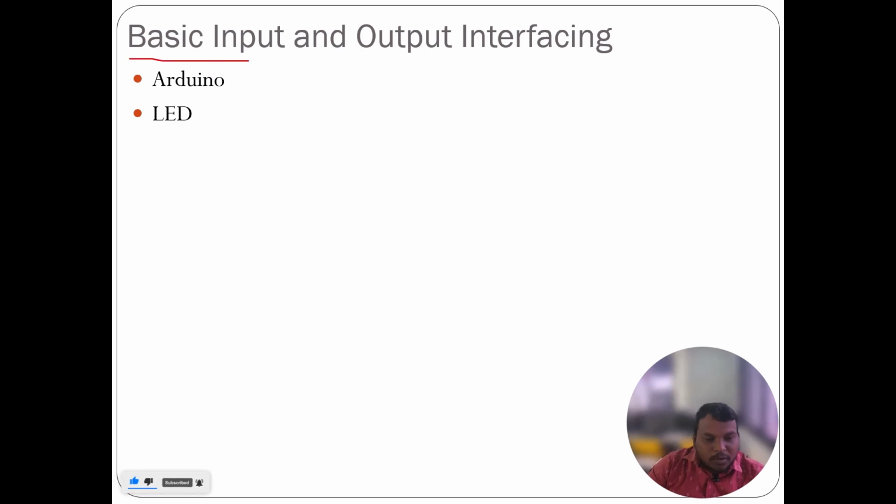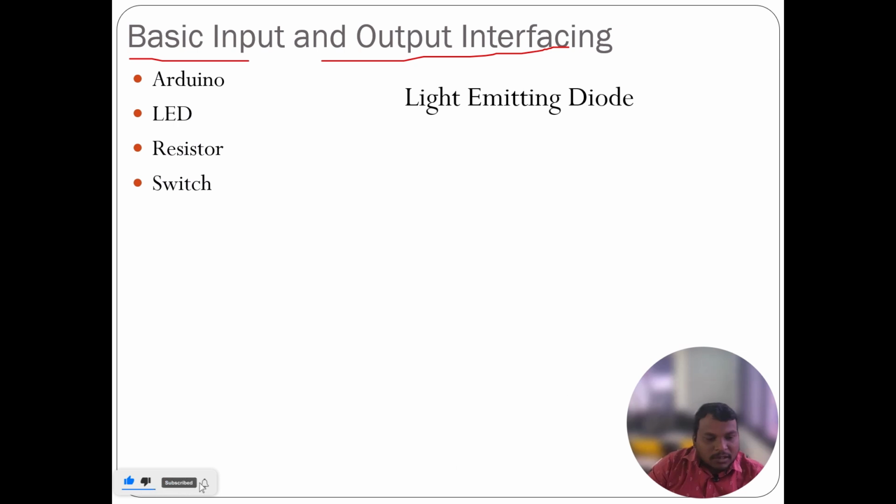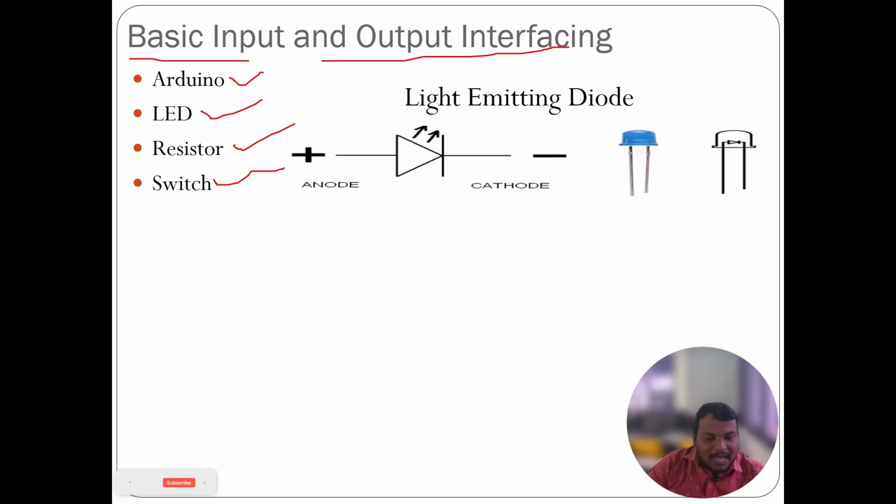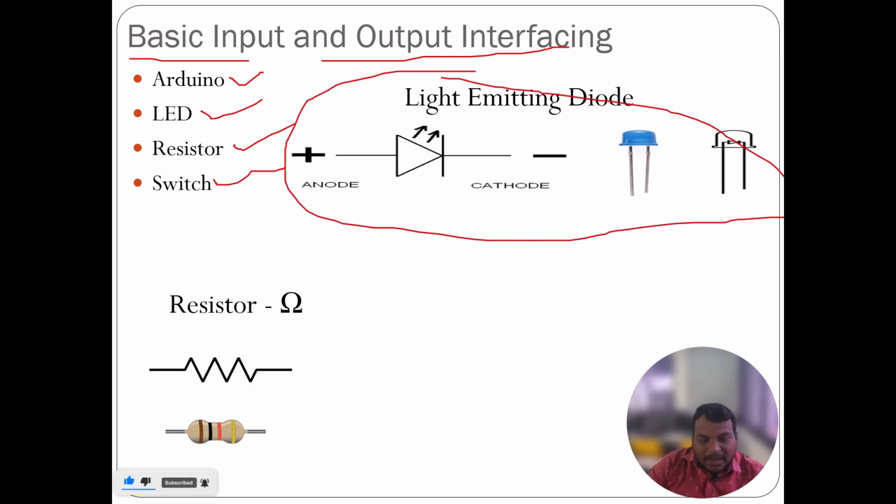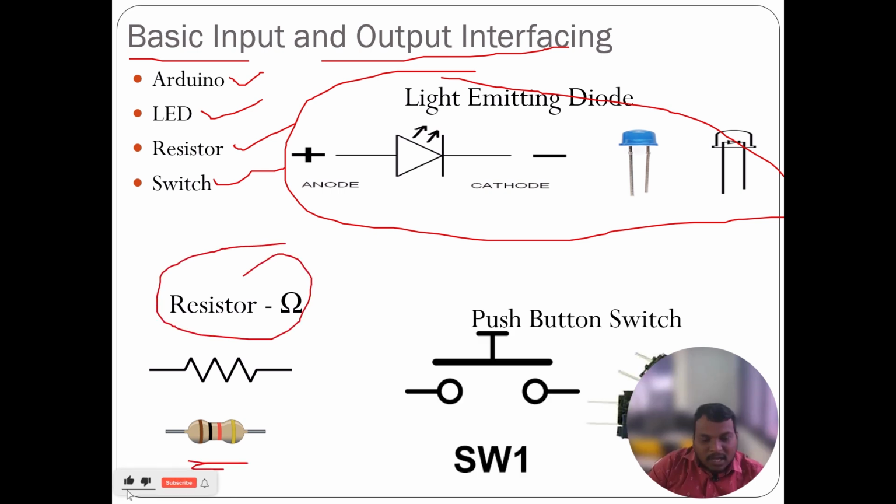Next, basic input and output interfacing. So first one is Arduino, LED, resistor and switch. So this is the LED, light emitting diode. These are the resistors, and push buttons.